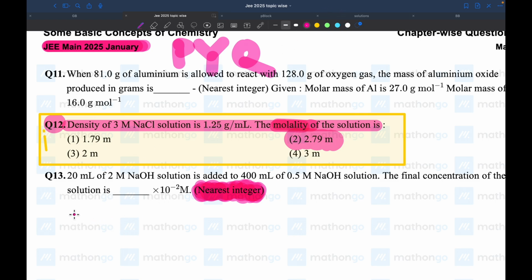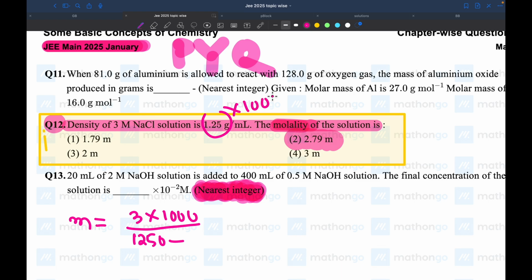Yeah, a little calculation is there. So molality is asked. This is 3 molar into 1000, divided by 1250 (density) into 1000, minus 3 moles of solution into NaCl, 58 grams, so 58.5. So you have to solve this.